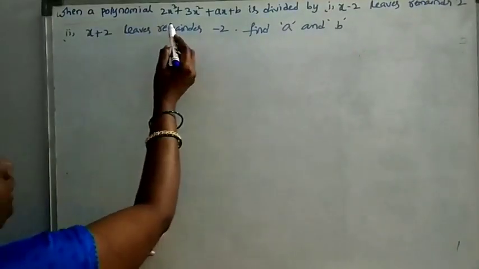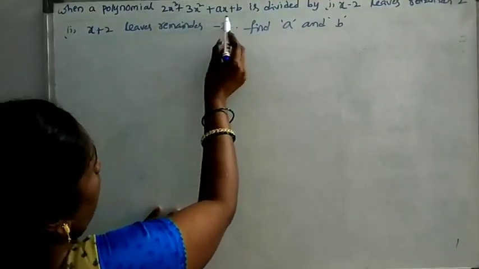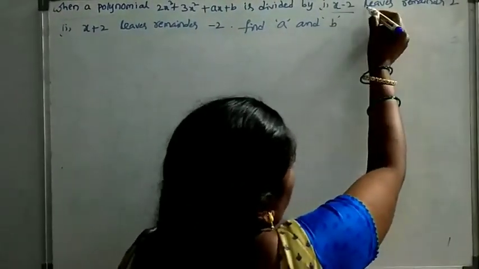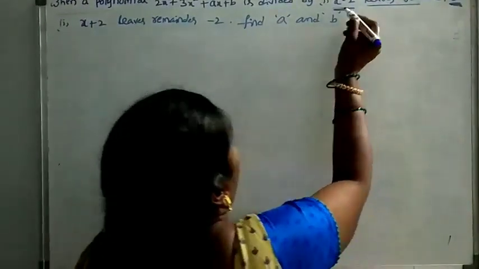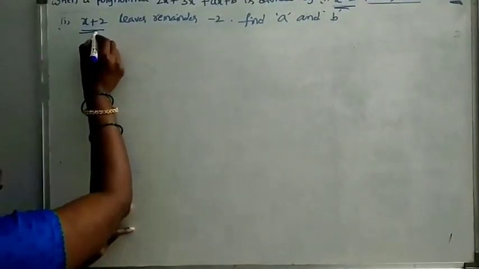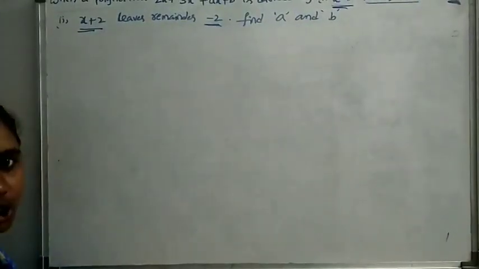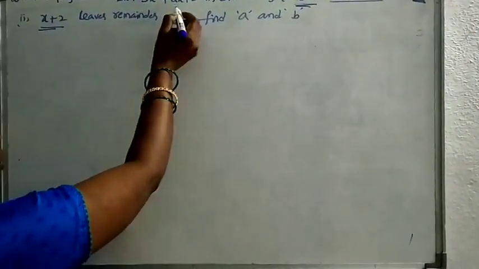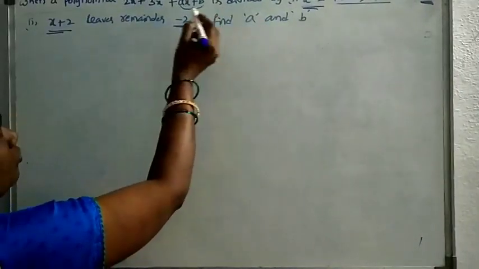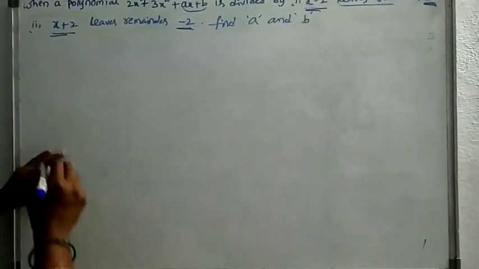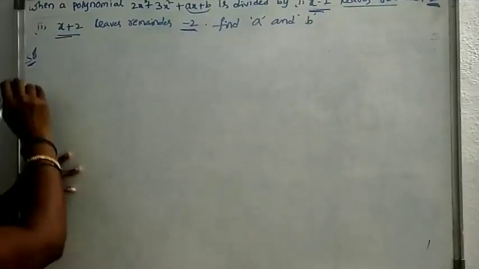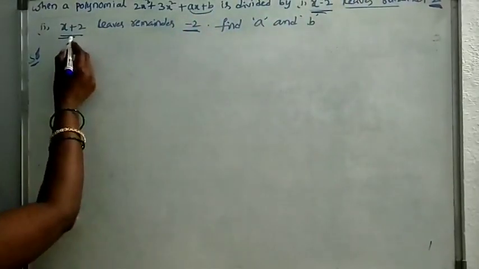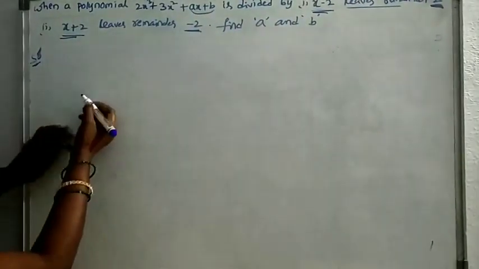One more problem, children. When a polynomial 2x cube plus 3x square plus ax plus b is divided by x minus 2, it leaves the remainder 2. And when it is divided by x plus 2, it leaves the remainder minus 2. Find a and b. That means in the given polynomial we have two constants with unknown values, ax plus b. The two values we have to find. For that we have two clues. When it is divided with x minus 2 the remainder is 2. And when it is divided with x plus 2 the remainder is minus 2.